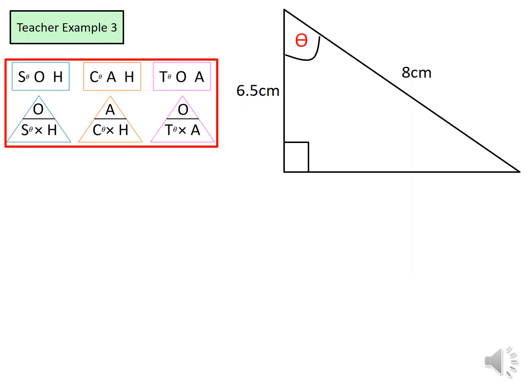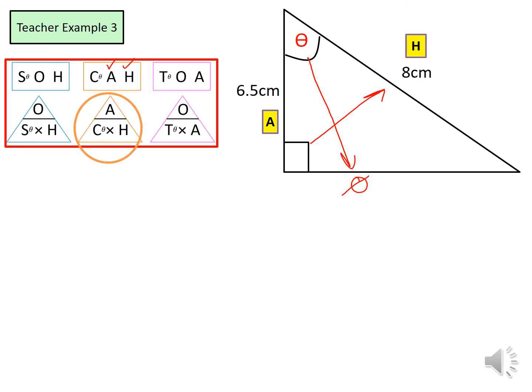Alright guys, here is another example. This time we're looking at how to find the missing angle. First things first, we need to label our sides. Opposite the right angle is my hypotenuse, opposite the angle is my opposite side, and we're left with the adjacent. We don't need the opposite because it doesn't have a missing length or value that we can substitute into our formulas, so it's irrelevant and we cross it out. We're left with adjacent and hypotenuse, so we're using the cosine trig formula.